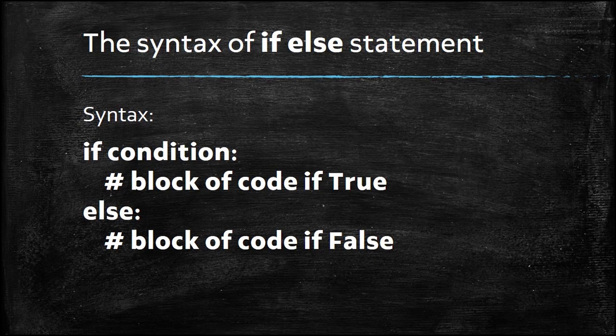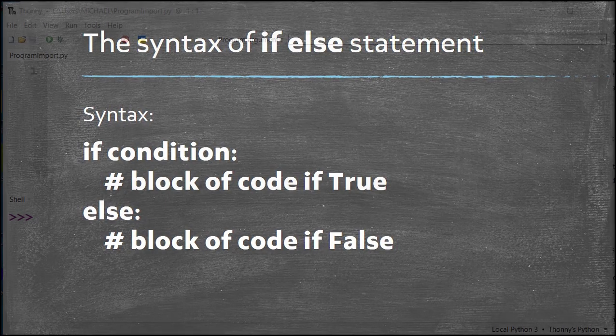What it does, it is a conditional statement that executes different blocks of code depending on whether a given expression evaluates to true or false. If condition evaluates to true, Python runs the code inside the first block, indented under if condition. If condition evaluates to false, Python runs the code inside the else block, indented under else.